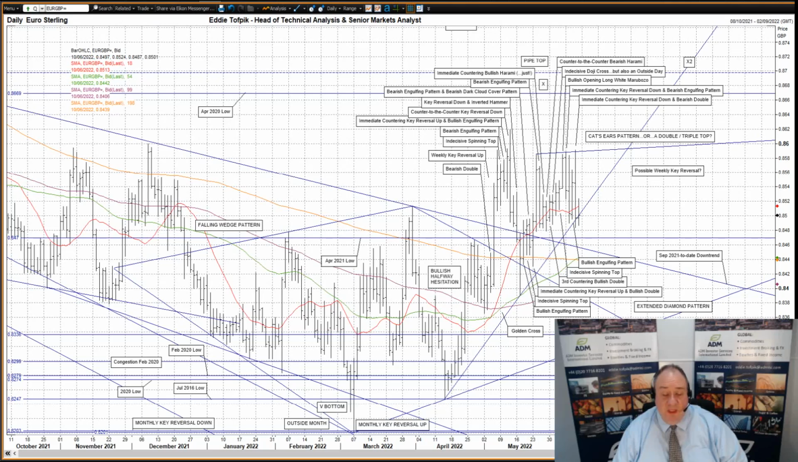And so far today, a small reactionary pull back up and then pull back down again, and we're still looking at an outside week right now, but also looking at an indecisive spinning top or maybe doji cross for today.